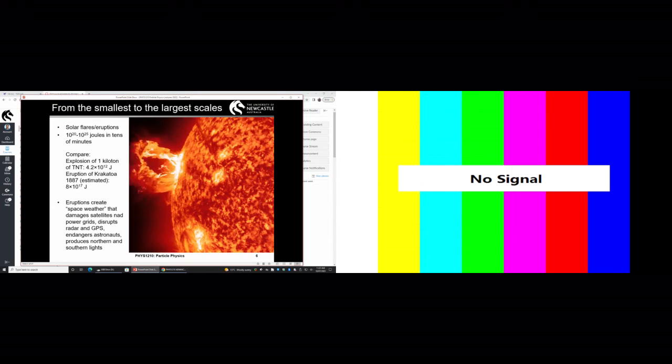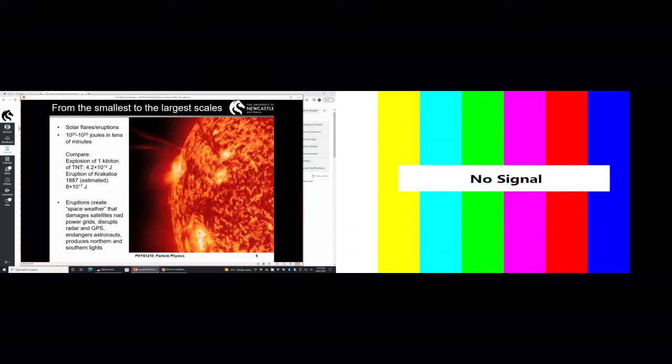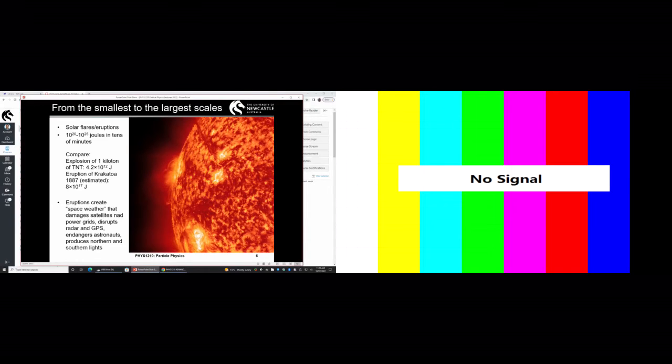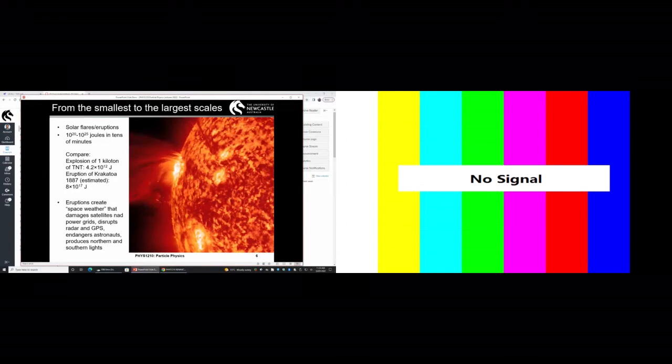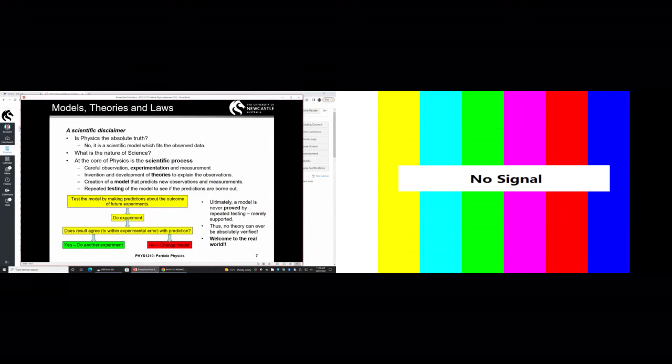This is an enormous amount of energy. This is like 1 million eruptions of Krakatoa, or like a billion kilotons of TNT. That's the amount of energy that's being released within a few minutes in the sun's atmosphere. And these eruptions drive what's called space weather. They interact with the Earth's upper atmosphere, and they can destroy satellites and disrupt GPS and so on. So there we're really looking at the largest scales.